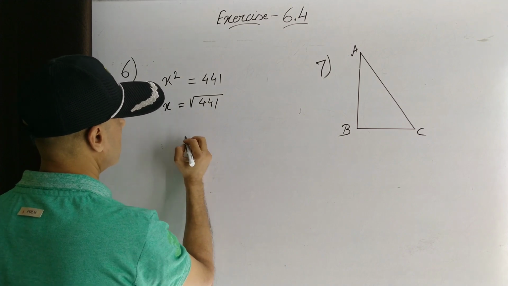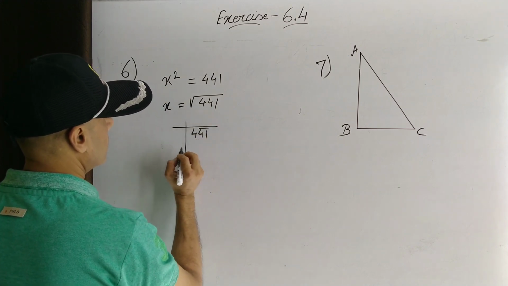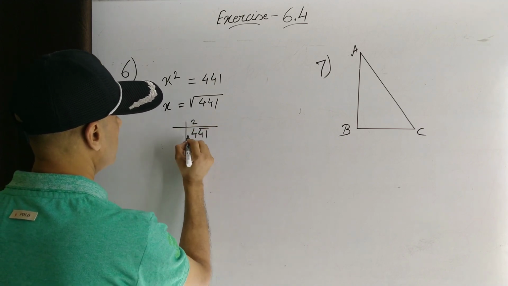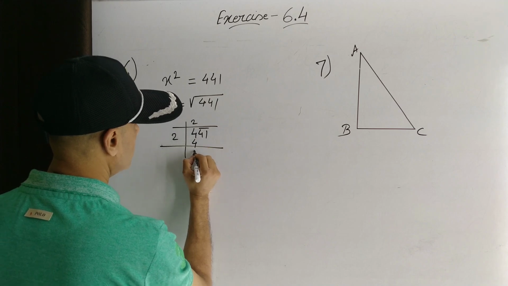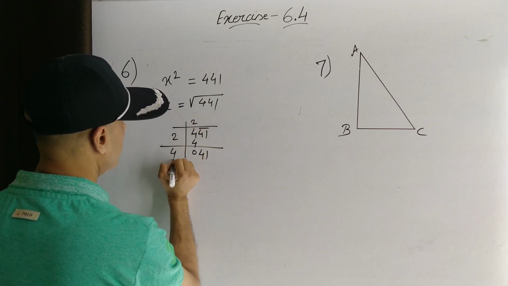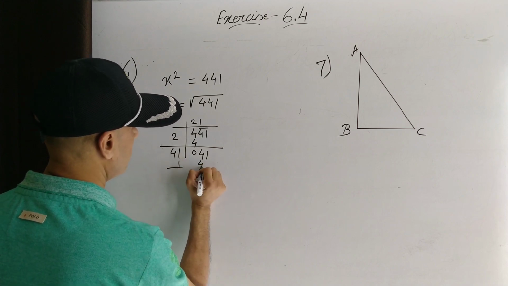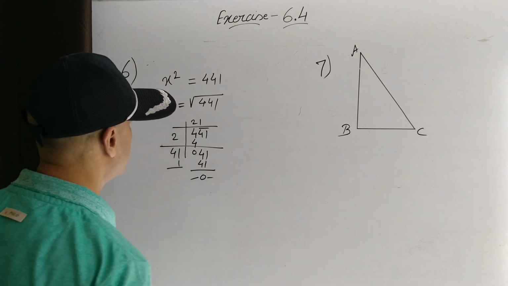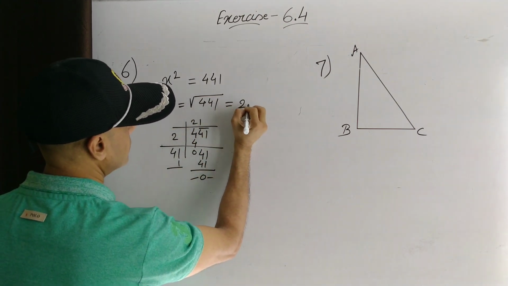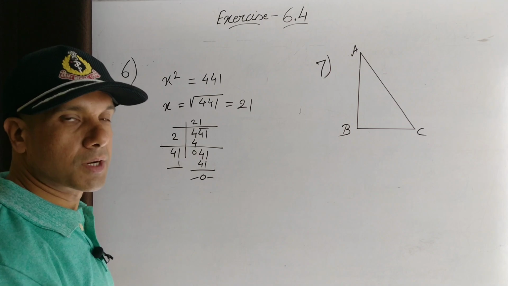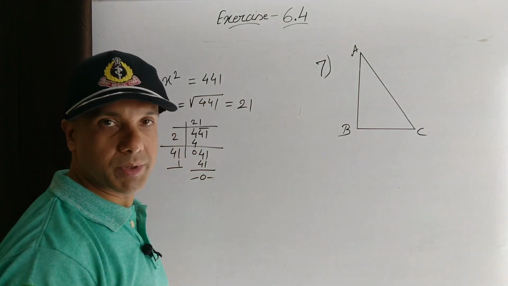So let's apply the division method. We'll have 2 here and 2 here. So we'll have 4 here, 0, we'll get 41 here. We'll have 4, so we'll have 1 here. We'll have 21, and hence we'll have 41 and remainder as 0. So we have got the value of x, that is equal to 21 meters. Clear? So length of side of the square is 21 meters.